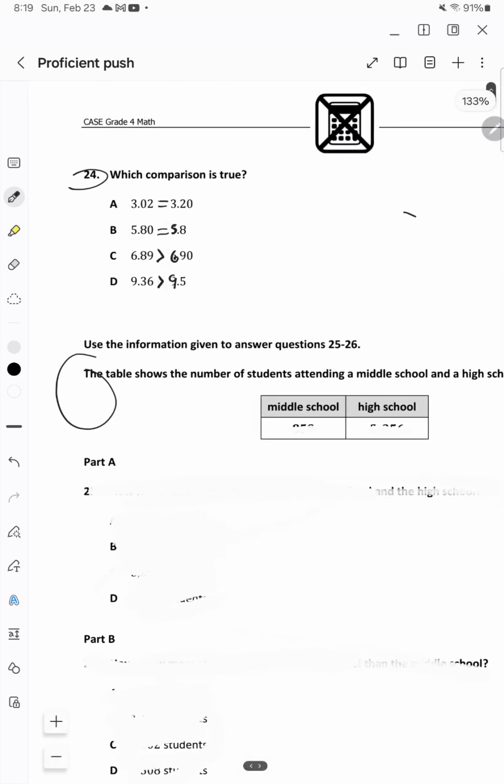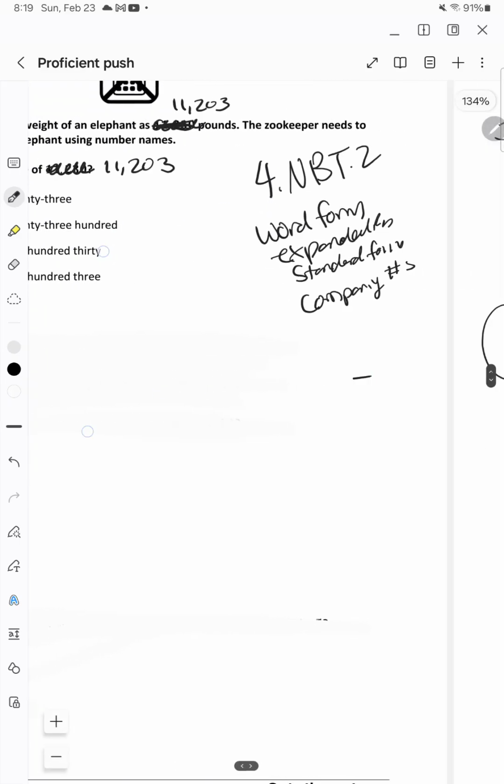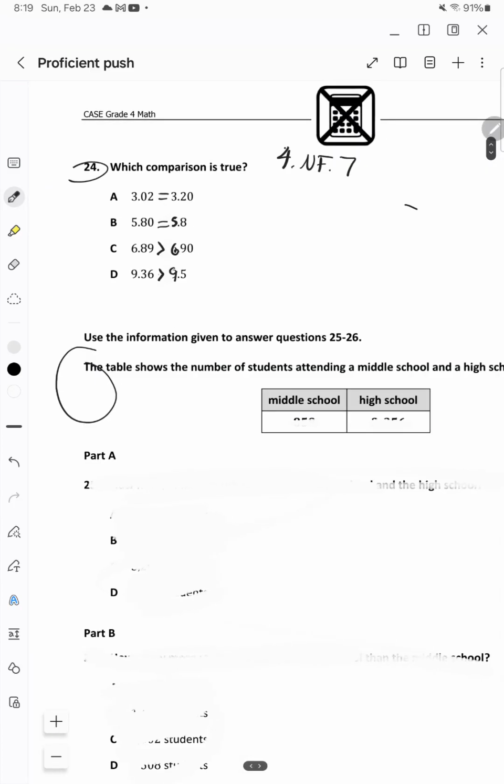Now, which comparison is true? Again, this is a decimal. So this is actually 4.7, which is a lot like comparing numbers, but instead it's just in decimal form. So we can see they're saying A is saying these numbers are equal. Obviously they're not equal because 2 is greater. Now, are these equal? The answer is yes. These are exactly equal. This is saying $6.89 is greater than $6.90, which is false. This is saying $9.36 is greater than $9.50, which is also false.